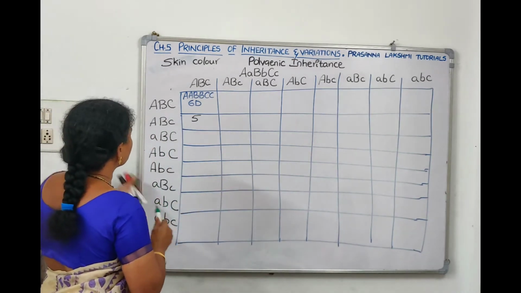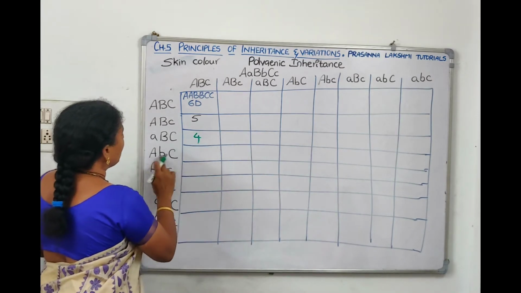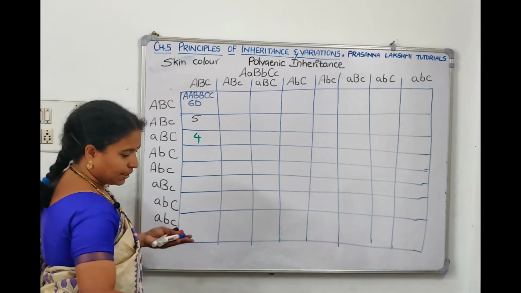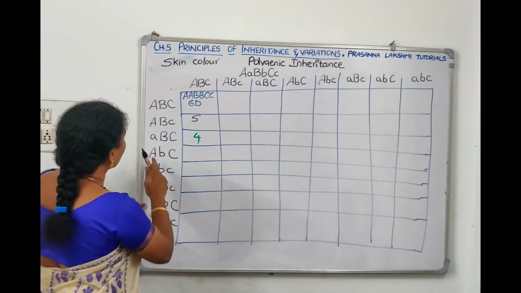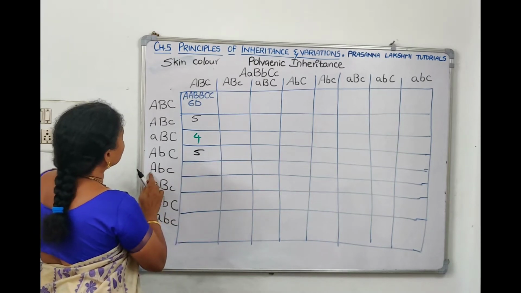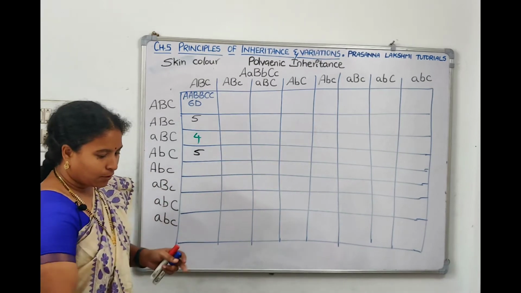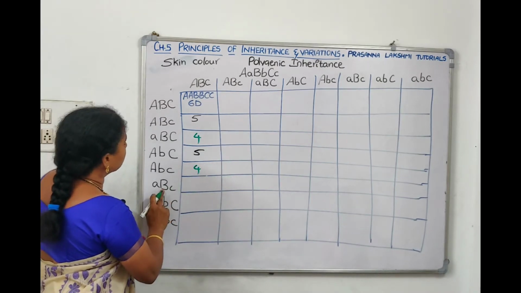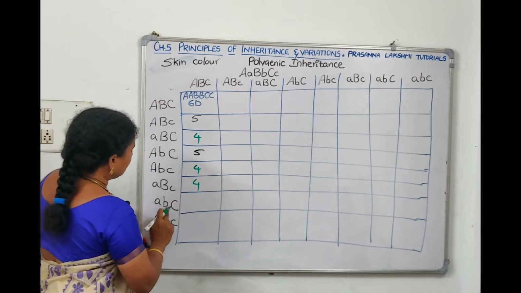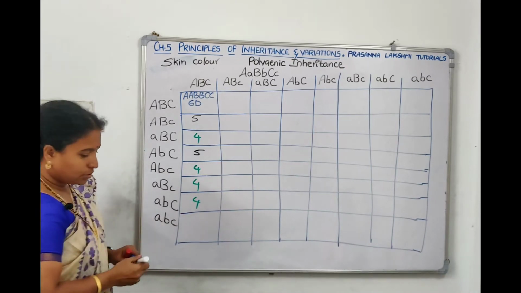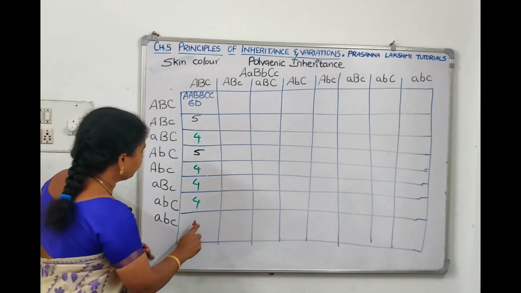For 4, I'll use green color. 1, 2, 3, 4, 5 is there. So if 5 is there, I need to use 1, 2, 3, 4, 5. 5 we are going with black. So 1, 2, 3, 4. 4 we need to go with green. So 1, 2, 3, 4 with green. 1, 2, 3. For 3 we will use red color.